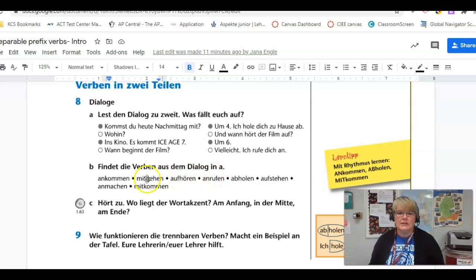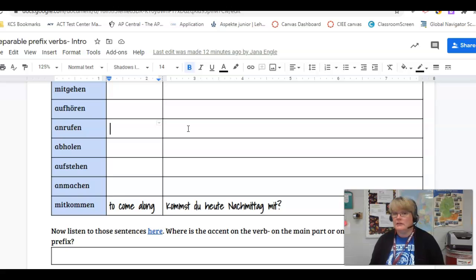So let's look. They want us to see if we can find these verbs in this dialogue. So let's go through a line at a time. First line. Kommst du heute Nachmittag mit? There's one. Mitkommen. To come along. So, do you come along heute Nachmittag, this afternoon? Literally, it's today afternoon. So, are you coming along this afternoon? Wohin? Where to? So, let's go ahead and do that first one. And that's your example. Mitkommen, to come along. Okay.